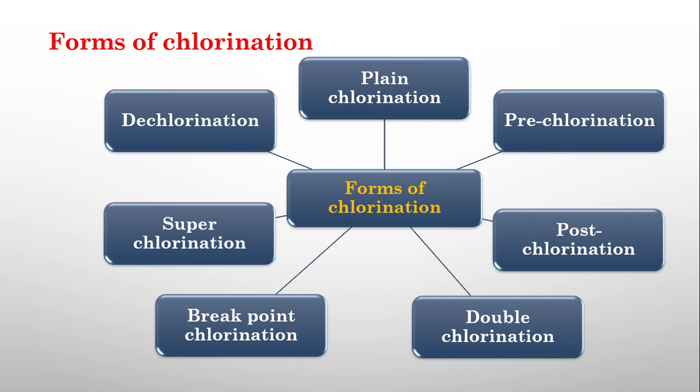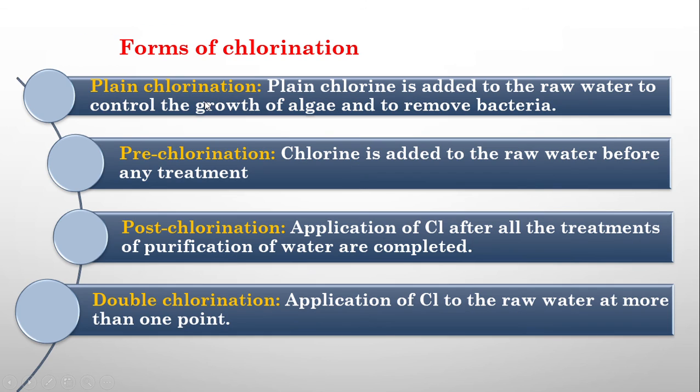Now there are different forms of chlorination. Plain chlorination, pre-chlorination, post-chlorination, double chlorination, breakpoint chlorination, superchlorination and dechlorination. We will just see what the terms are. Plain chlorination means we are just applying chlorine to water, for killing algae and removing bacteria. That is known as plain chlorination. Not any product like bleaching powder or chloramines, we are just applying chlorine.